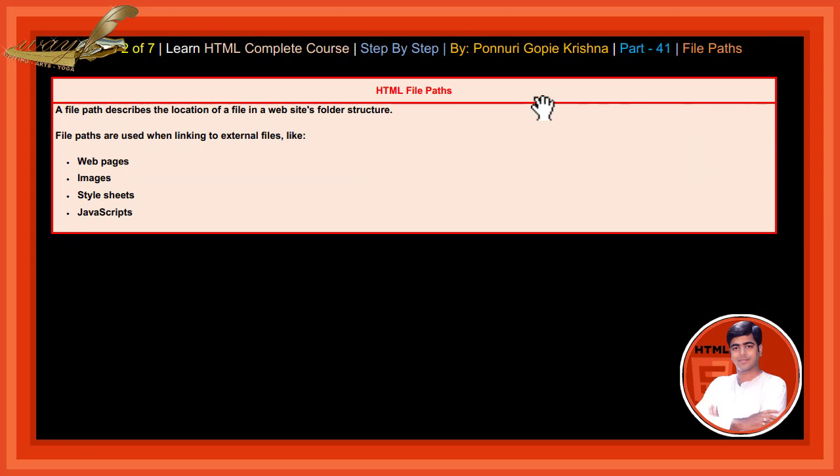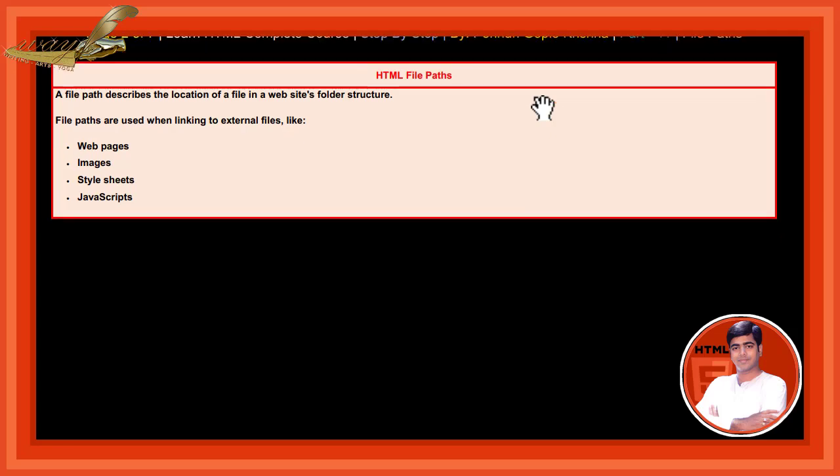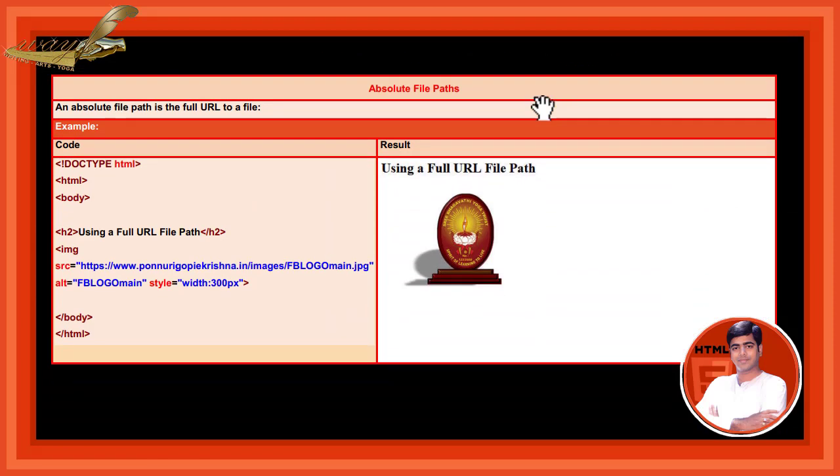HTML file paths. A file path describes the location of a file in a website's folder structure. File paths are used when linking to external files like web pages, images, style sheets, JavaScripts. Absolute file paths. An absolute file path is the full URL to a file.